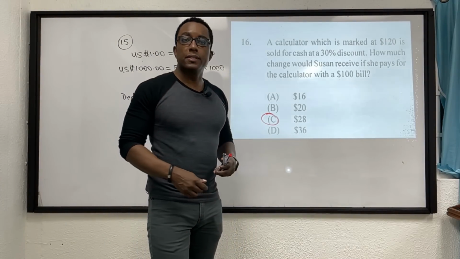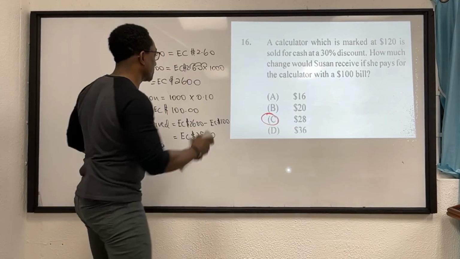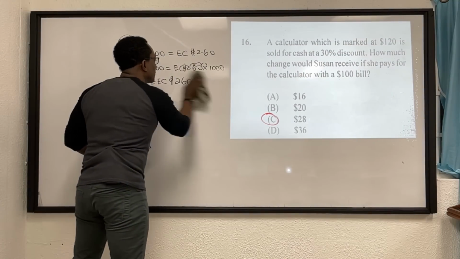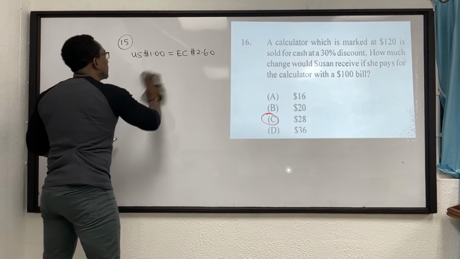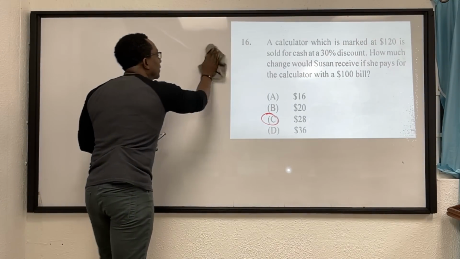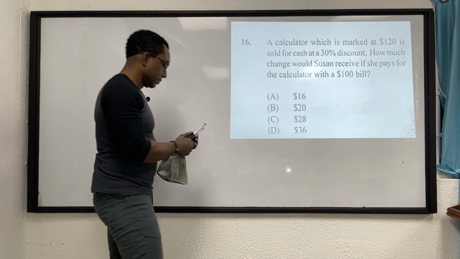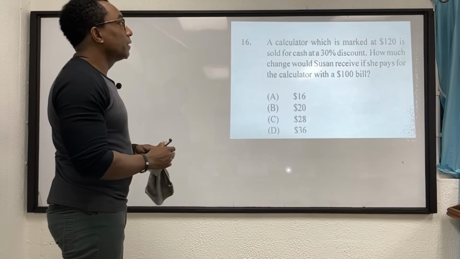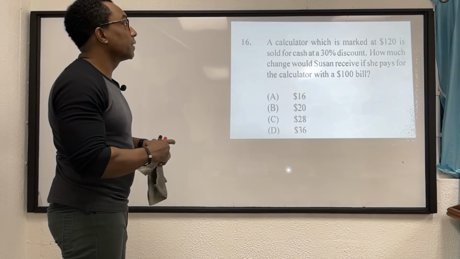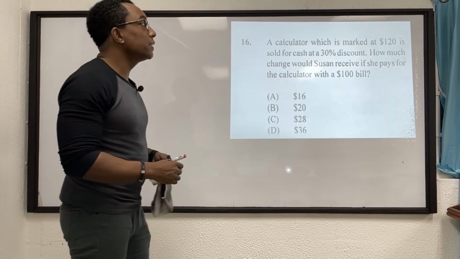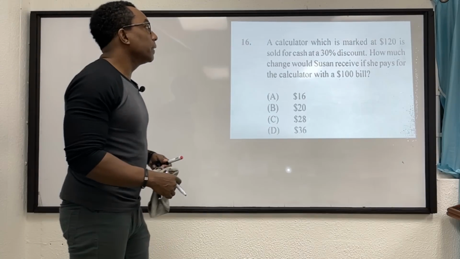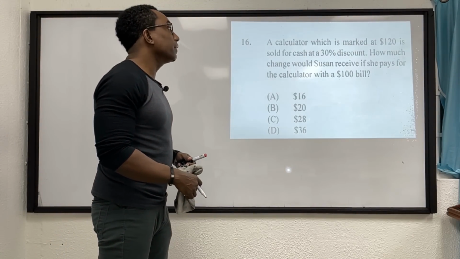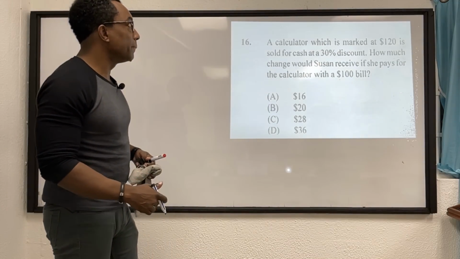Let's move on now to question 16. So question 16. A calculator which is marked at $120 is sold for cash at 30% discount. How much change will Susan receive if she pays for the calculator with a $100 bill?